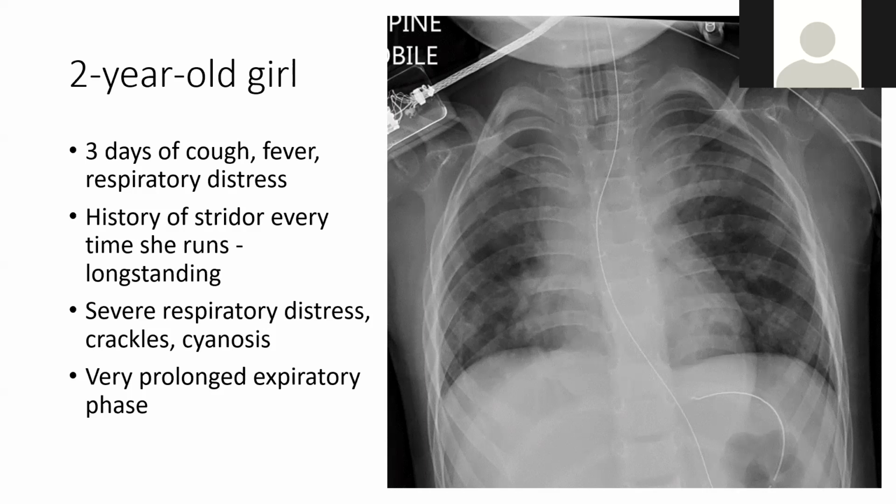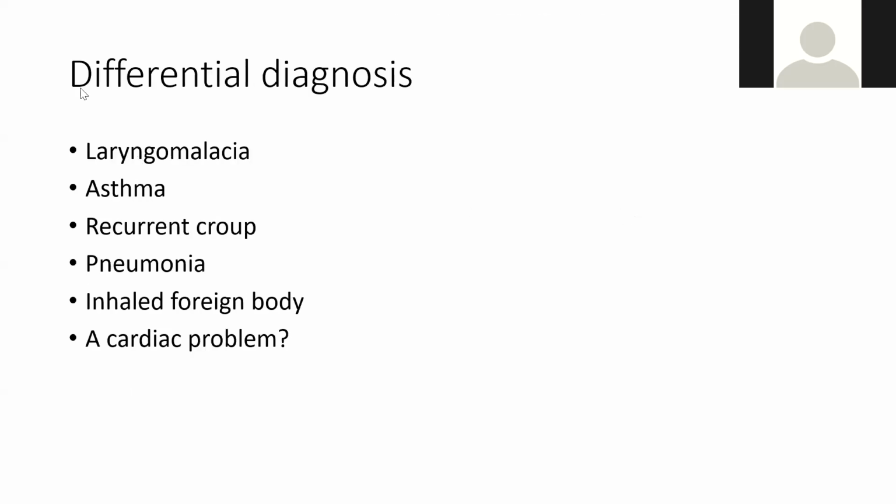Trachea. Yeah, good. She could have tracheomalacia, and that could give her stridor every time she runs. And so I wondered whether she might have tracheomalacia, and she may well have pneumonia on top of tracheomalacia. She was thought to have laryngomalacia.